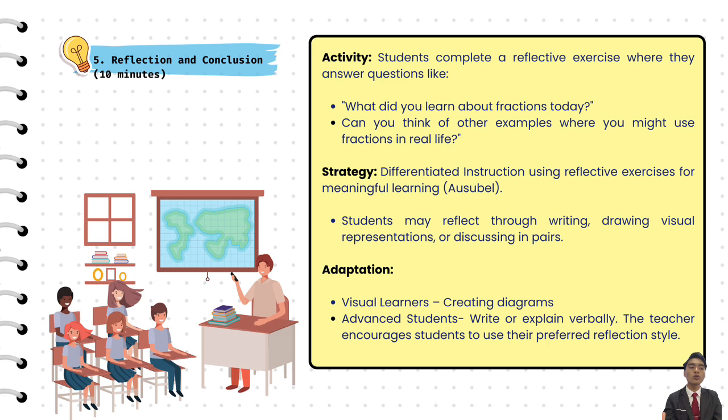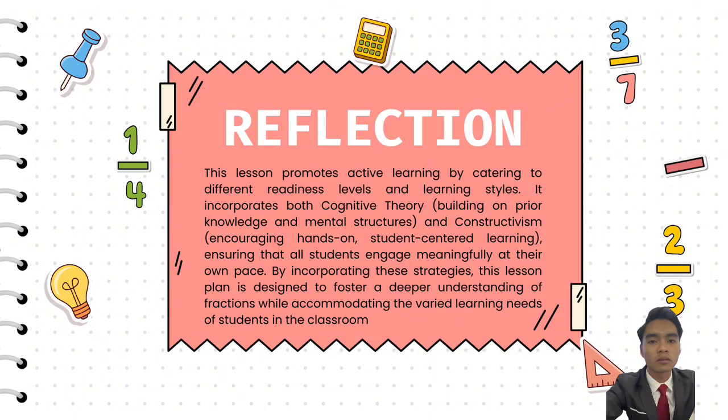Students may reflect through writing, drawing, visual representation, or discussing with their friends. Adaptation: the visual learners can create a diagram, like charts or visuals, that represent what they understand about the fraction. Advanced students can write or explain verbally to their friends in class what they understand. So the teacher encourages students to use their preferred reflection style.